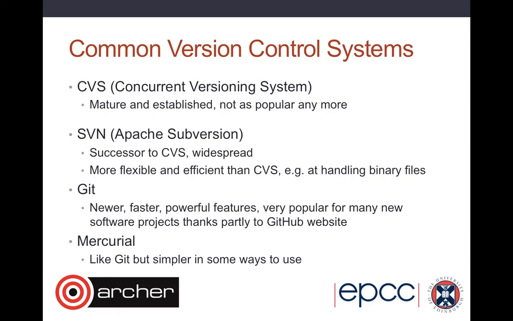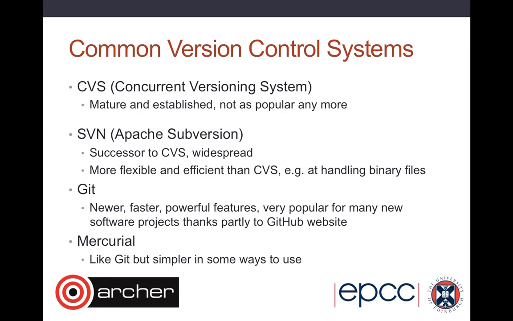Let's now have a look at some of the most common version control systems. First of all, CVS is mature and established. However, it's not as popular anymore. It's somewhat archaic in the way it deals with files and also in its interface and what it asks of its users. SVN, or Subversion, was the successor to CVS. For a while it was very widespread and is still quite widespread. It's certainly more flexible and efficient than CVS, including at handling binary files.